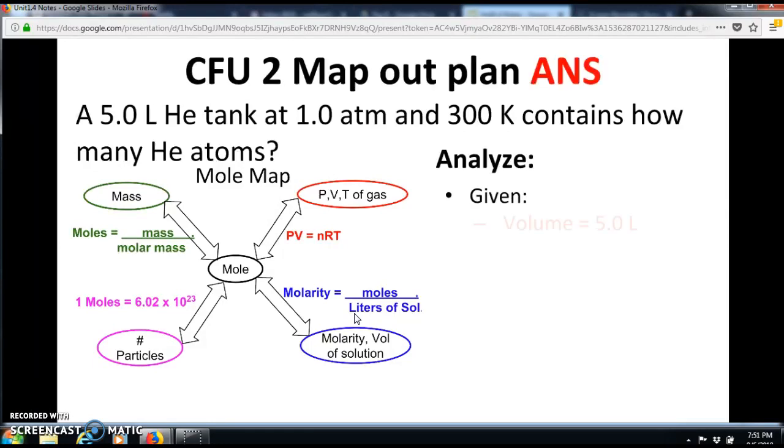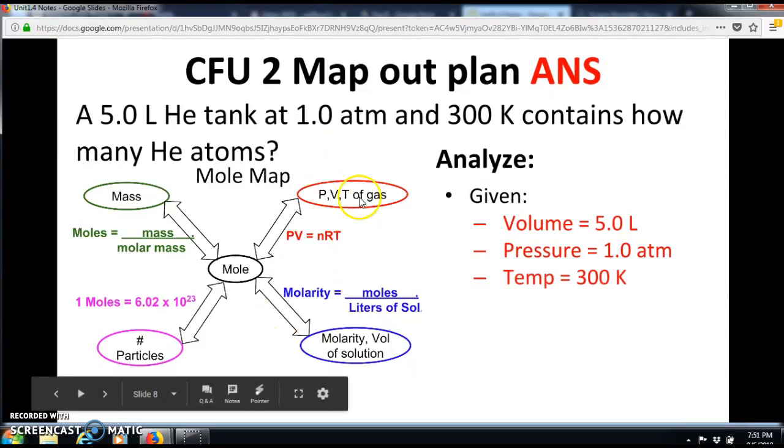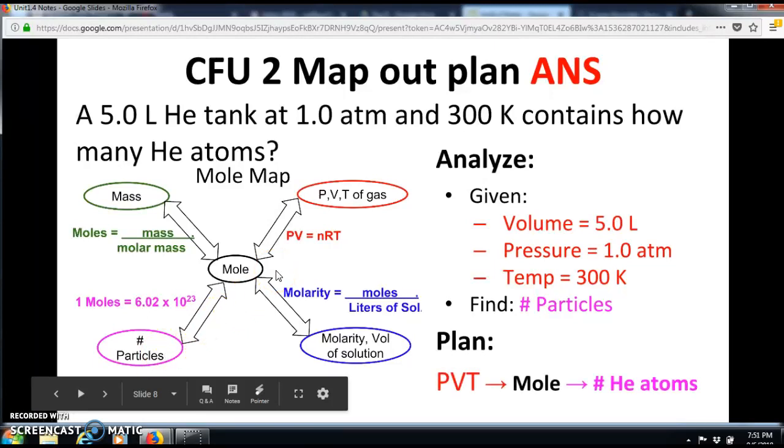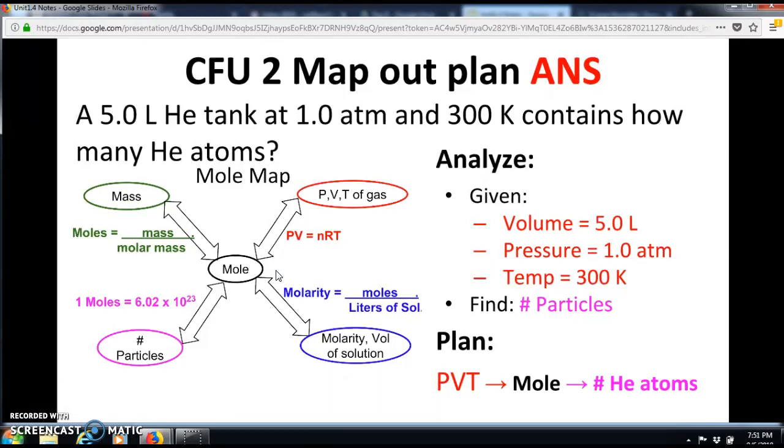Okay, so here's the answer. You're given the volume, the pressure, the temperature. So you're starting over here in the mole map. And you need to find the number of particles. So you want to go down to over here, and your plan will look something like this, starting with the PVT information. You set to find moles, and then from there find the number of helium atoms.